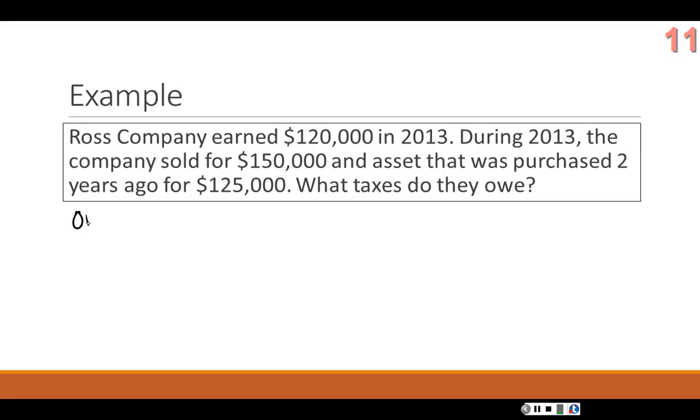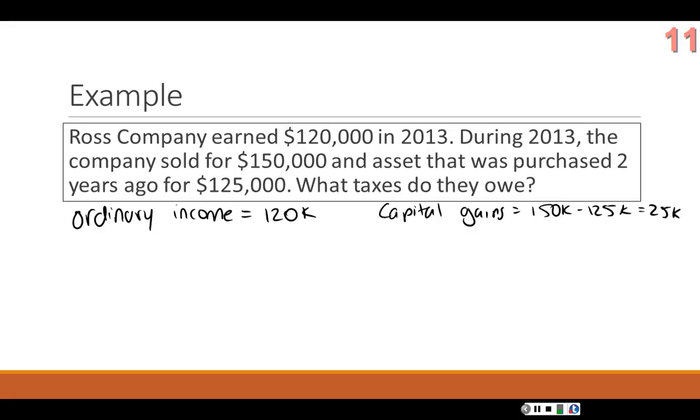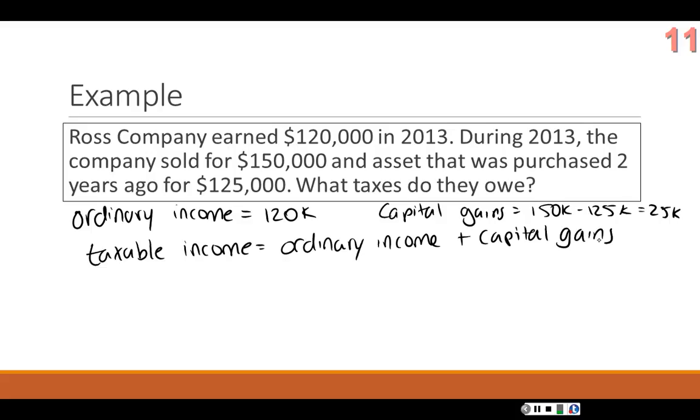First, we know that ordinary income is equal to $120,000. Capital gains is equal to $150,000 minus $125,000, so they have capital gains of $25,000. So their taxable income is equal to ordinary income plus capital gains. That's $120,000 plus $25,000, to give you $145,000 in taxable income.